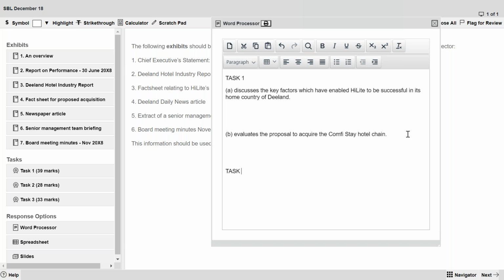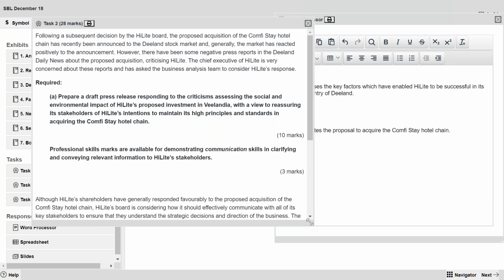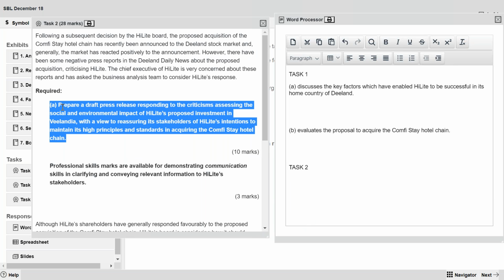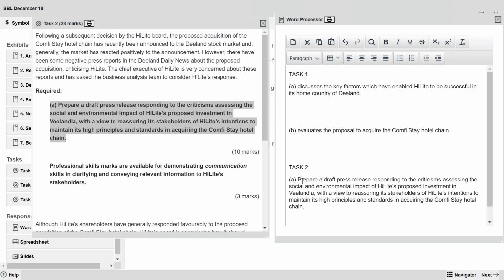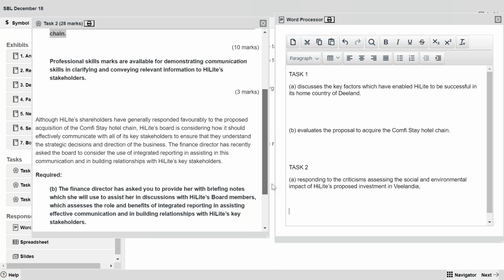Now I will say task 2 and I will click on task 2. It opens here. I will take it here. I will resize the windows a bit so that I can easily copy paste. So task 2 is Control C, Control V, and if you read, prepare a draft press release responding to the criticisms, assessing the social and environmental impact with a view to reassuring. So this question wants me to respond to the criticism regarding social and environmental impact. That's it. And what's 2B?